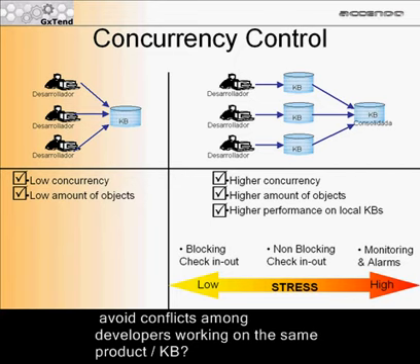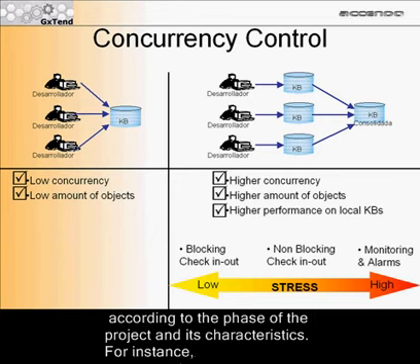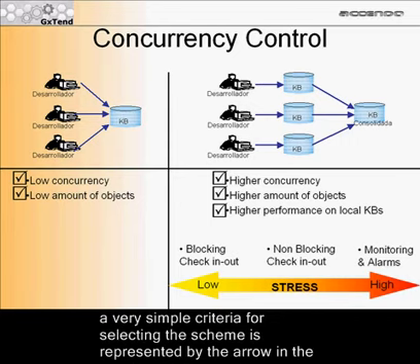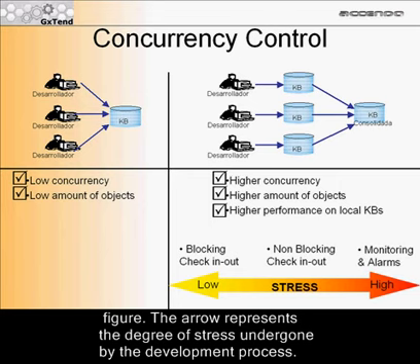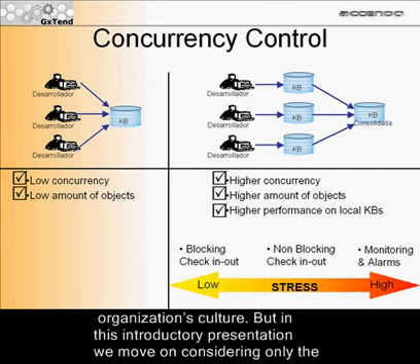To answer this question, GxTend offers three schemes. One scheme might fit better than the rest according to the phase of the project and its characteristics. For instance, a very simple criteria for selecting the scheme is represented by the arrow in the figure. The arrow represents the degree of stress undergone by the development process. There are many other considerations to select a concurrency scheme, like the organization's culture. But in this introductory presentation, we will move on considering only the stress of the project.